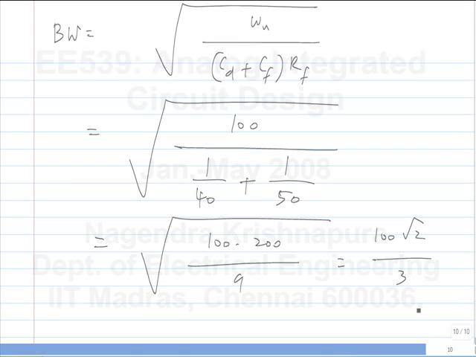So something is wrong here. Is this the correct answer? Yeah. Okay. So the resulting closed loop bandwidth is 100 square root 2 by 3 megahertz.